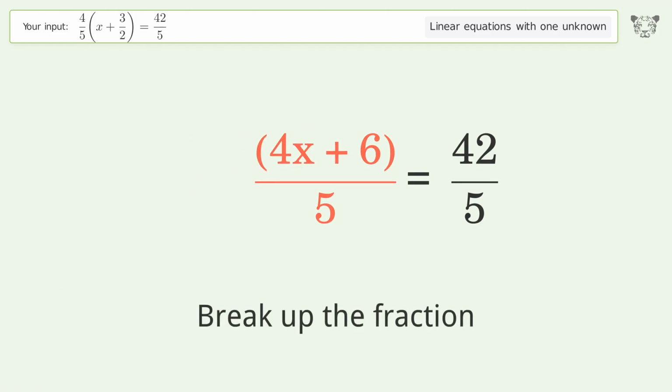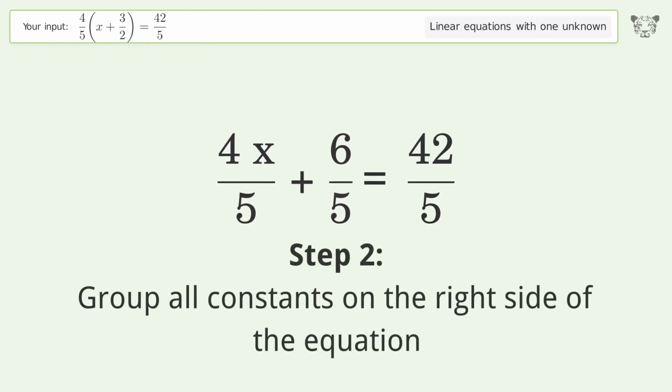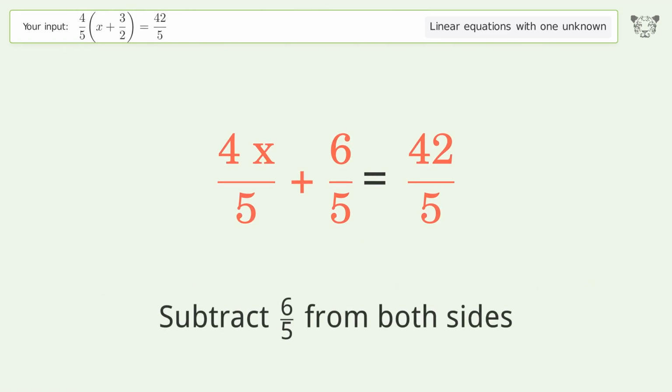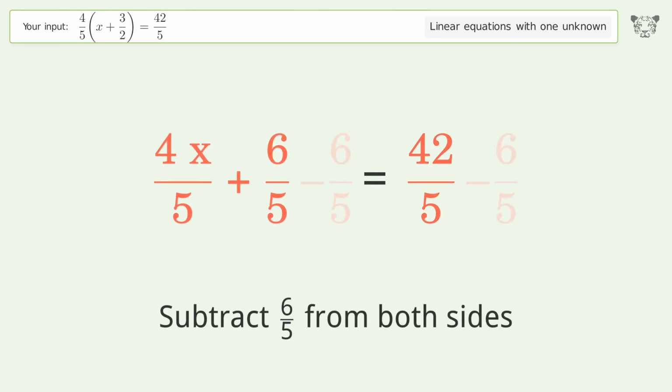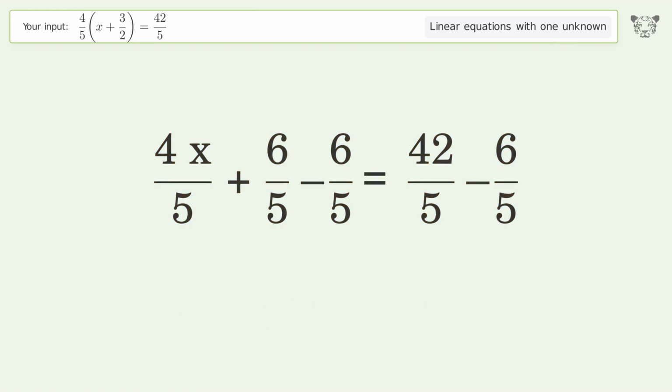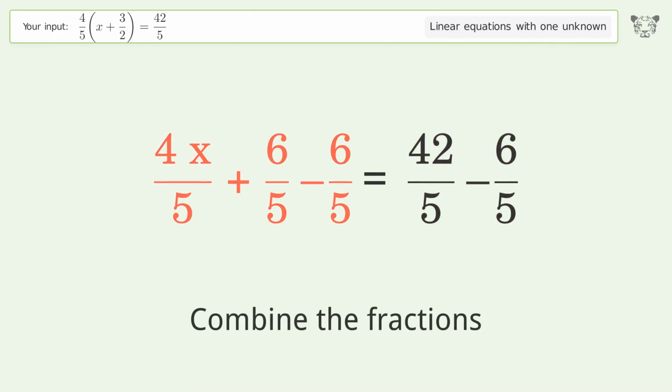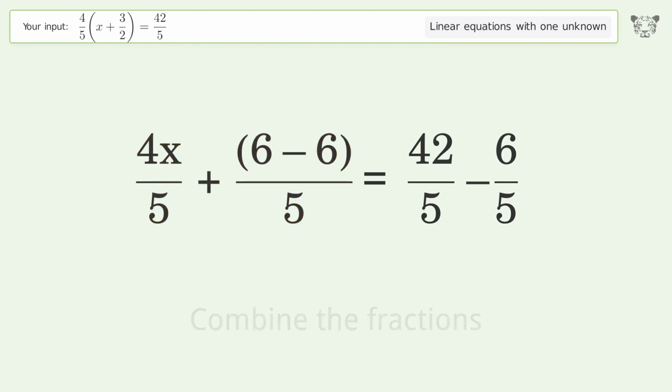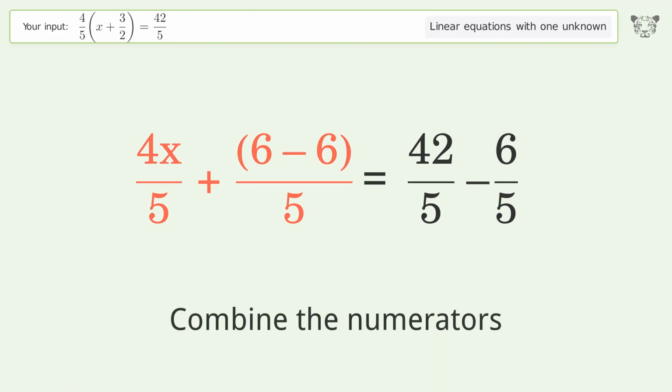Break up the fraction. Group all constants on the right side of the equation. Subtract 6/5 from both sides. Combine the fractions. Combine the numerators.